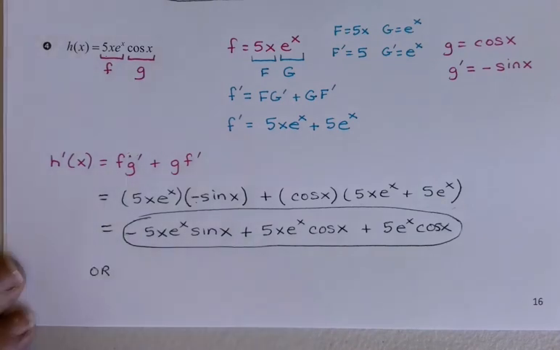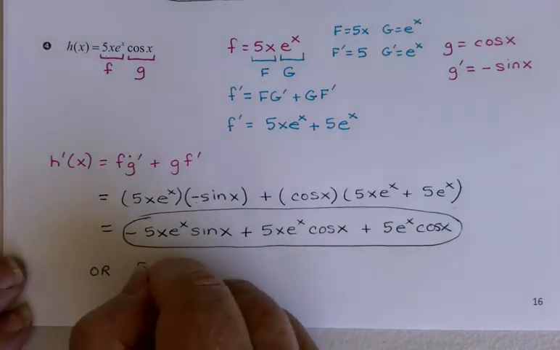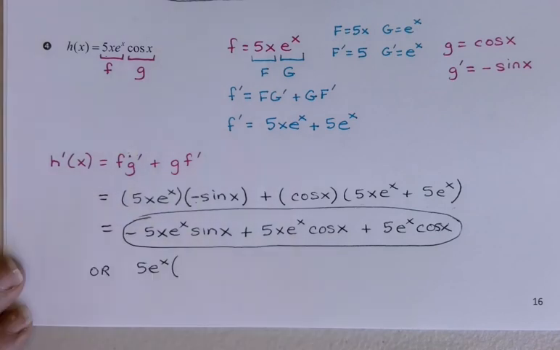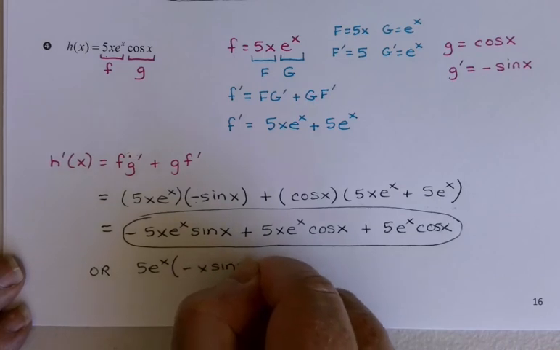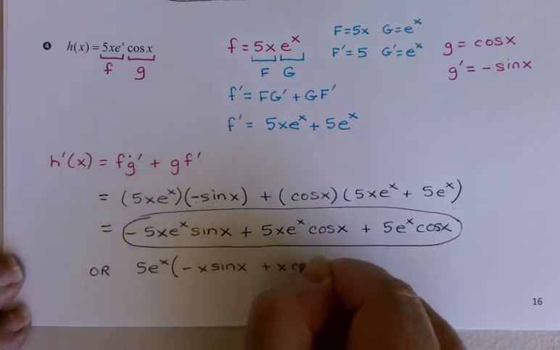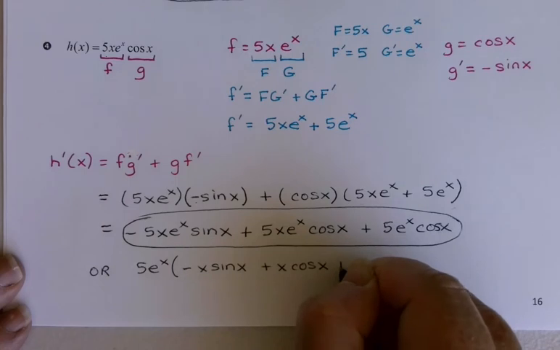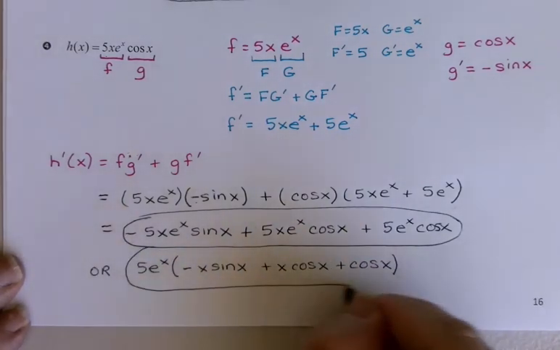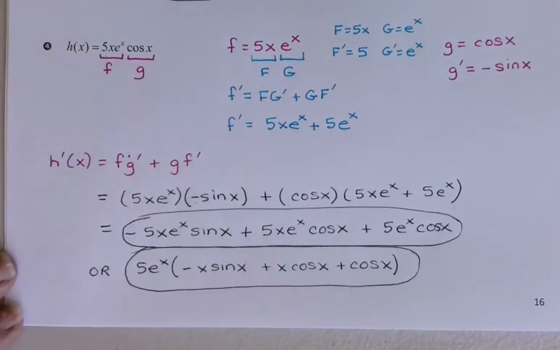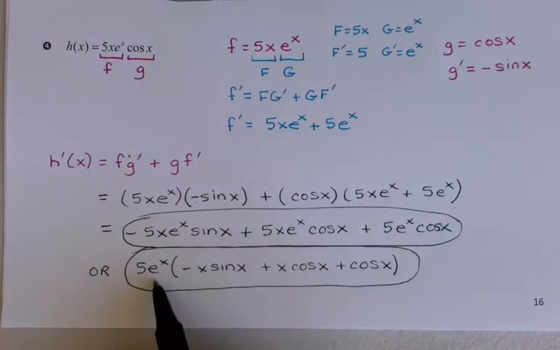It looks like we could factor out a 5e to the x from all of these terms, which would leave me minus x sine x plus x cosine x plus cosine x. Also acceptable. But again, notice this is now fully factored. That 5e to the x has been factored out of all of the terms. What I don't want to see are these kind of half and half ones. So fully multiplied out or fully factored.